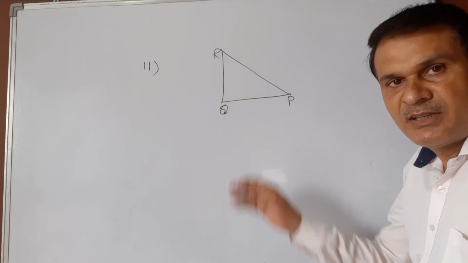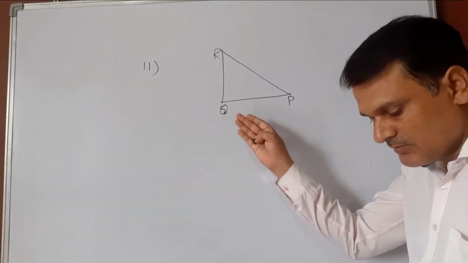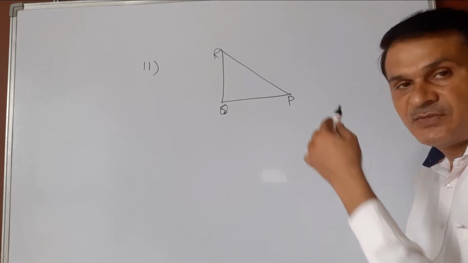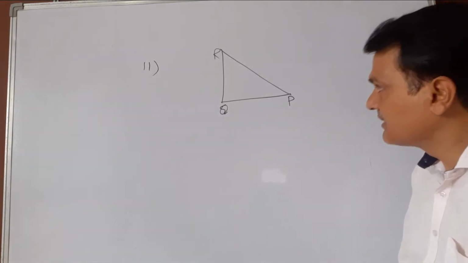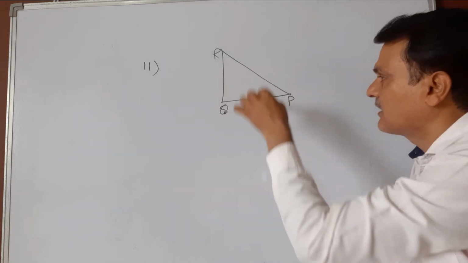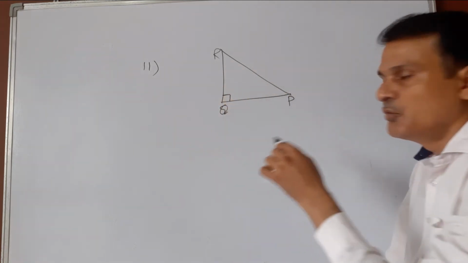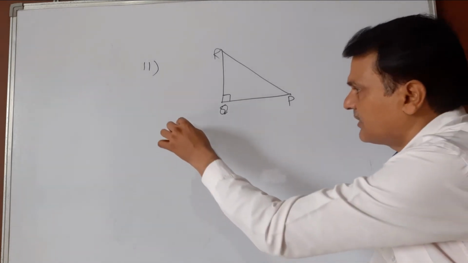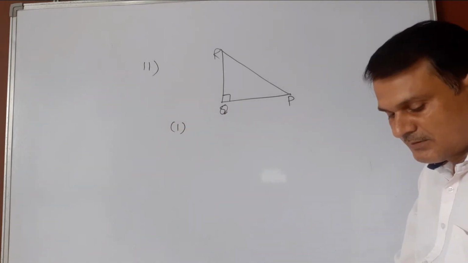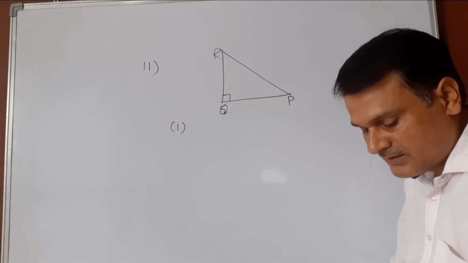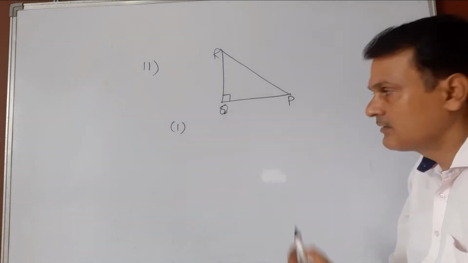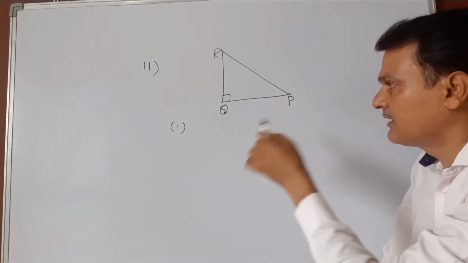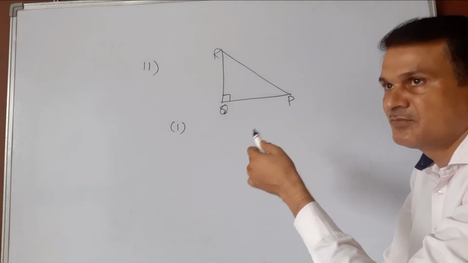Question number 11 is to state which of the statements are true and false. Justify your answer. So for this we draw a triangle PQR, right angled at Q, for the justification of each part of the question. So first part of this, it is given that the value of tan is always less than 1. This statement is not correct.